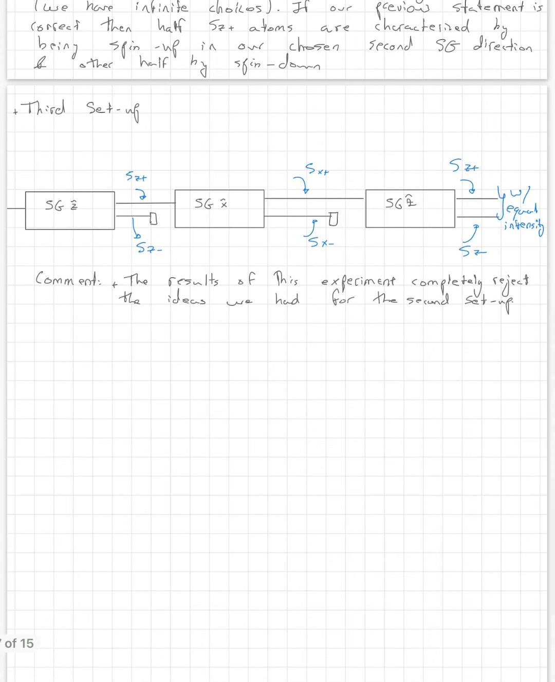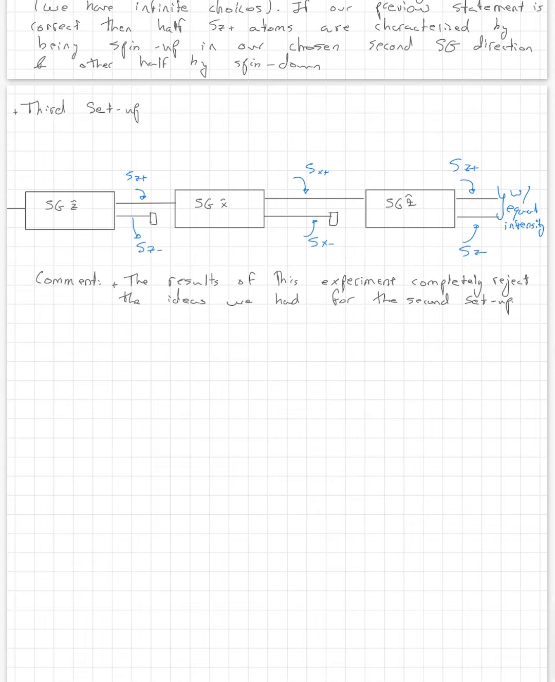So our third setup over here is similar to the previous one. The beam coming from the oven passes through an SGZ device, and then we have the spin up Z component and spin down Z component. We filter it by blocking the spin down component, and then pass it through an X-oriented SG device. The output of that device, we already know from the previous setup, is that we're going to get equal intensity SX plus and SX minus. So let's filter this by blocking the spin down X component and letting the spin up X component continue and go through another Stern-Gerlach device that's in the Z direction.